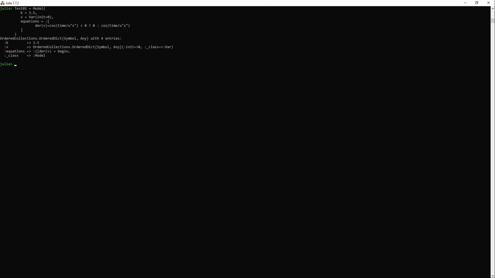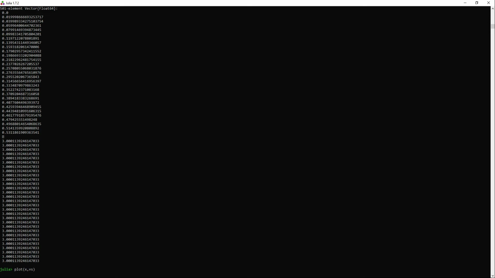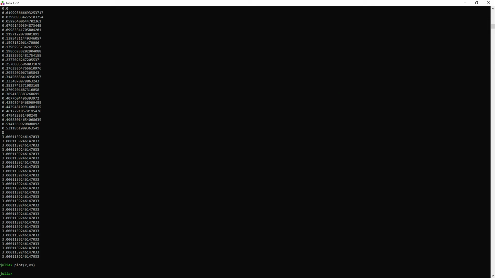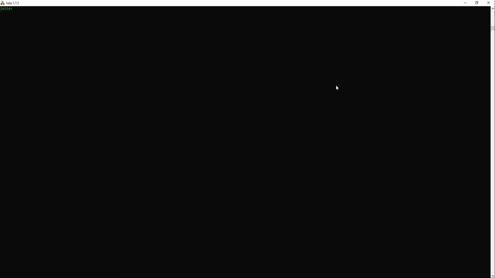Now, again, we instantiate, simulate, and plot the result. So, as you can see, we can observe the variation of the variable v. This curve, since we are integrating the value, follows a sine curve. You can clean the screen by pressing Ctrl L if you don't know how to do it.